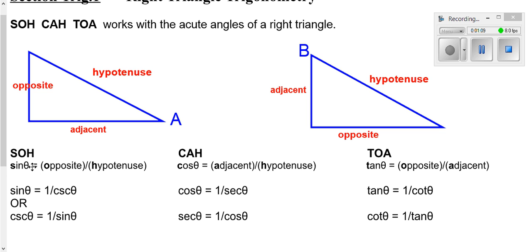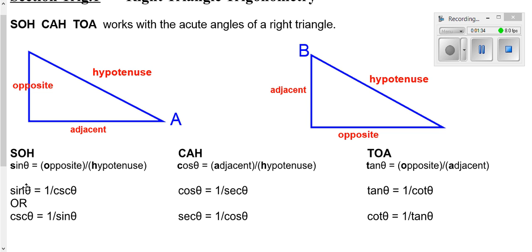Now, we also have reciprocal functions. The reciprocal function of sine is cosecant. The reciprocal function of cosine is secant. And the reciprocal of tangent is cotangent. So if it's tangent, it's going to have cotangent. Tangent and cotangent go together. They both have tangent in their names.